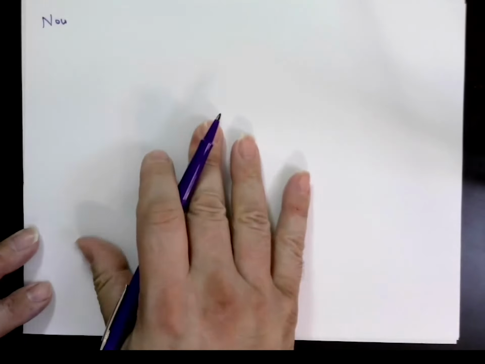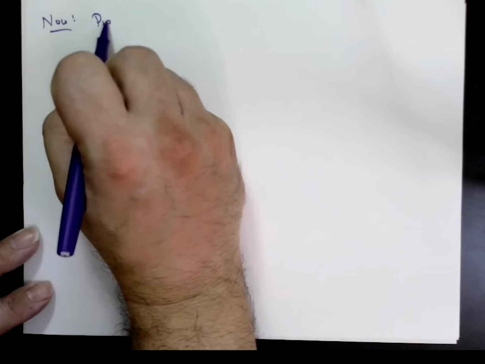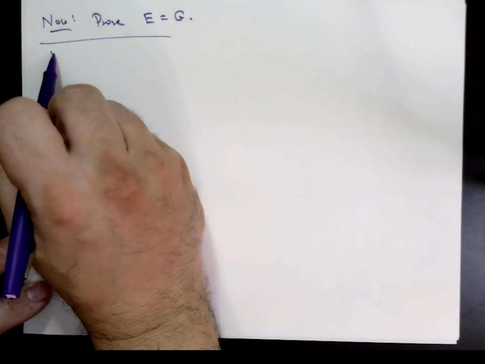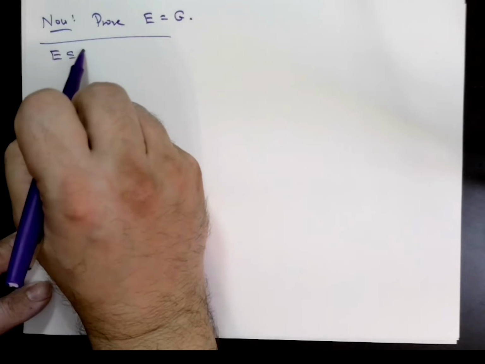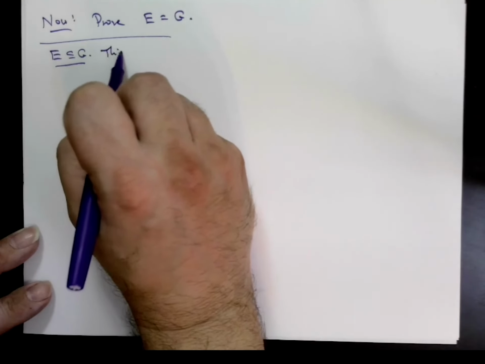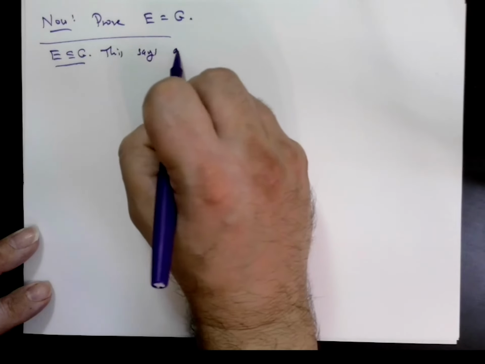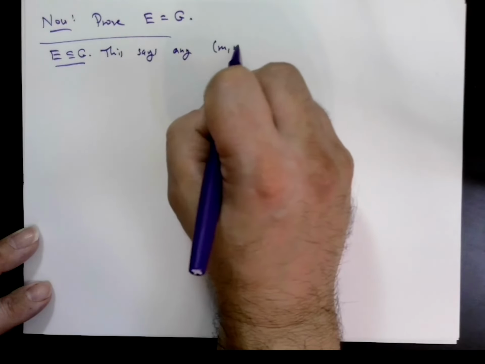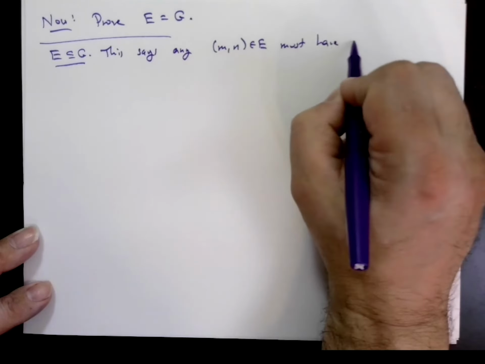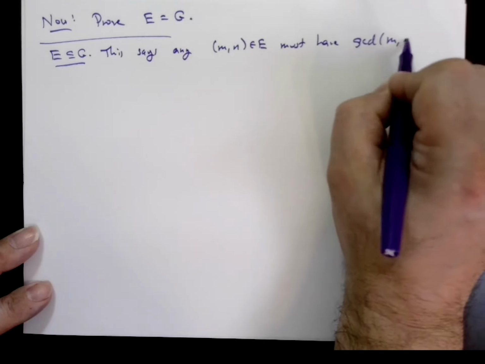Okay, now we're ready to prove the theorem. The claim of the theorem is that the set E and the set G are the same set. And almost as always, whenever we want to prove that two sets are equal, we prove one is a subset of the other, and then we go the other way. So first, let us prove that E is a subset of G. This means that any pair (m, n) in E must be relatively prime.